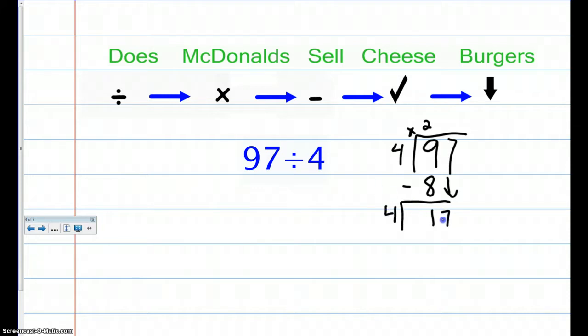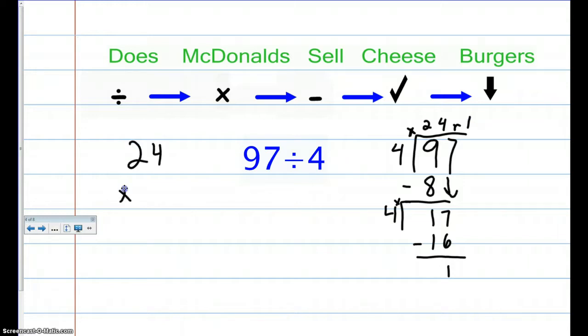And I'm going to say, how many times does 4 go into 17? Well, I know 4 times 4 is 16. So I'm going to put the 4 up here. 4 times this 4, not the number 2, 4, is 16. And then I'm going to subtract. And that's 1. Check. Is this smaller than this? Yes, it is. Is there anything left to bring down? No. So my answer is 24, remainder 1.